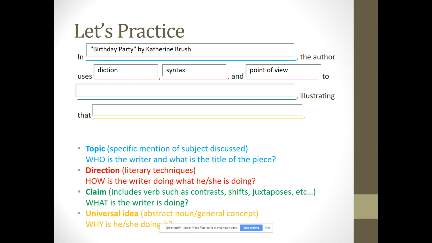Next is perhaps the most difficult part, our claim. What is the author doing? This should be a verb. I think that to get her point across, the most significant thing the author does is to shift her tone.